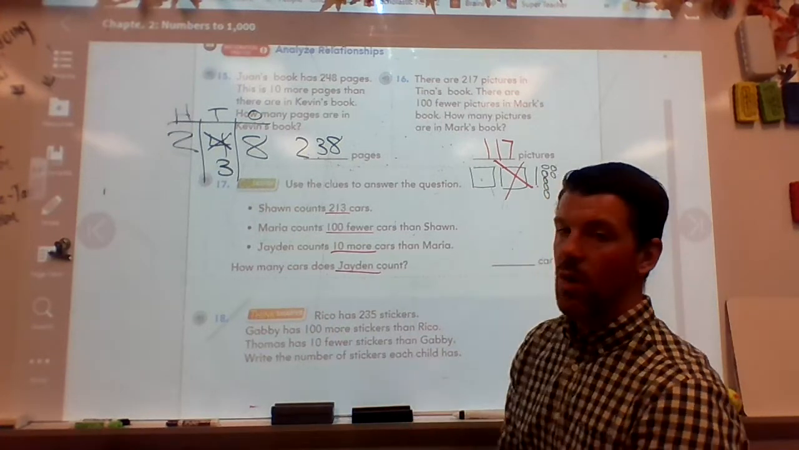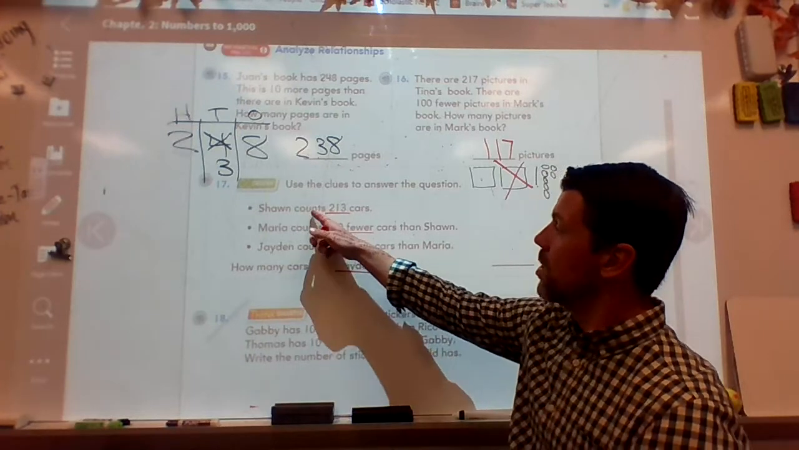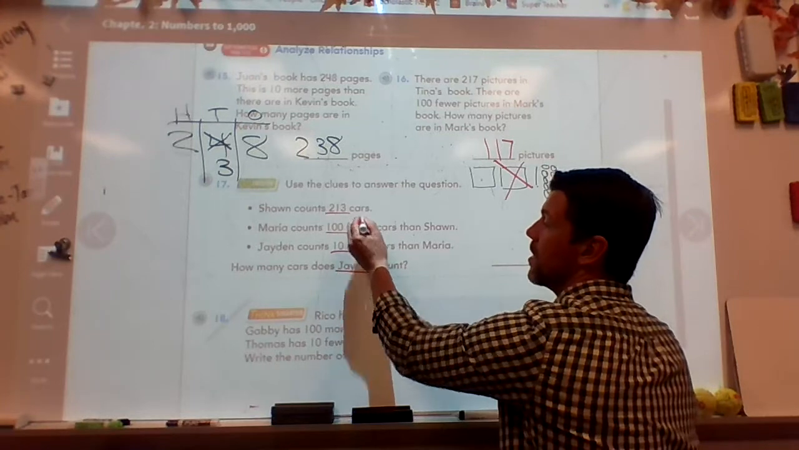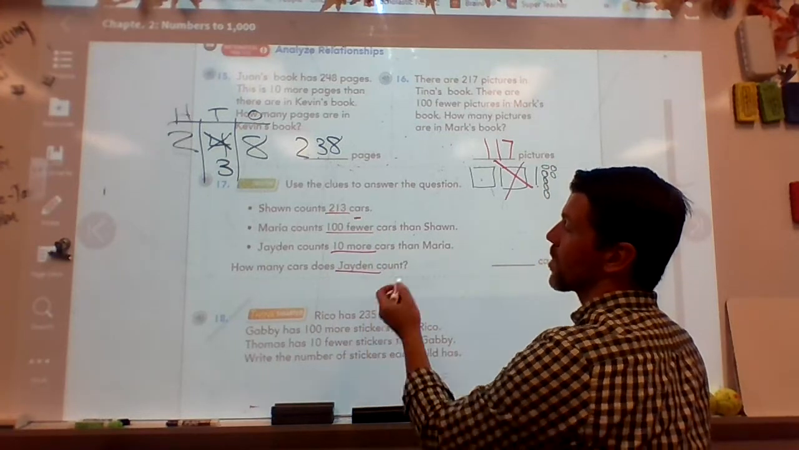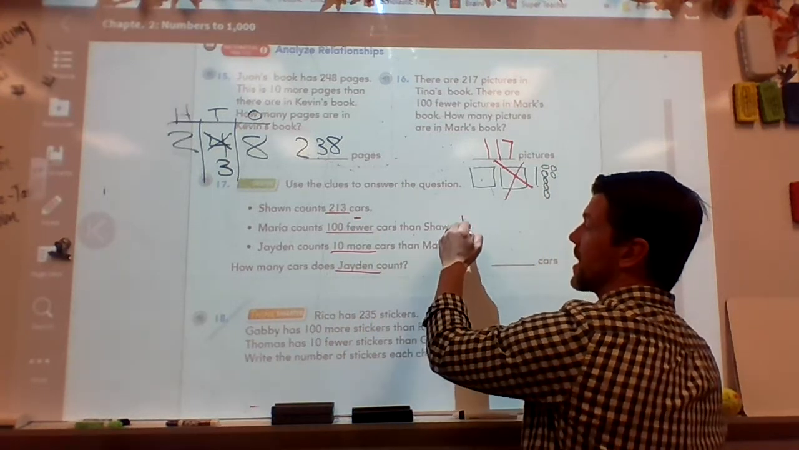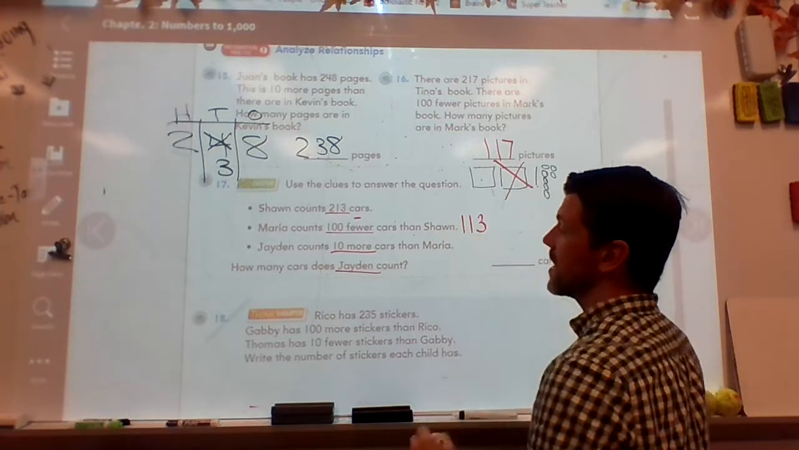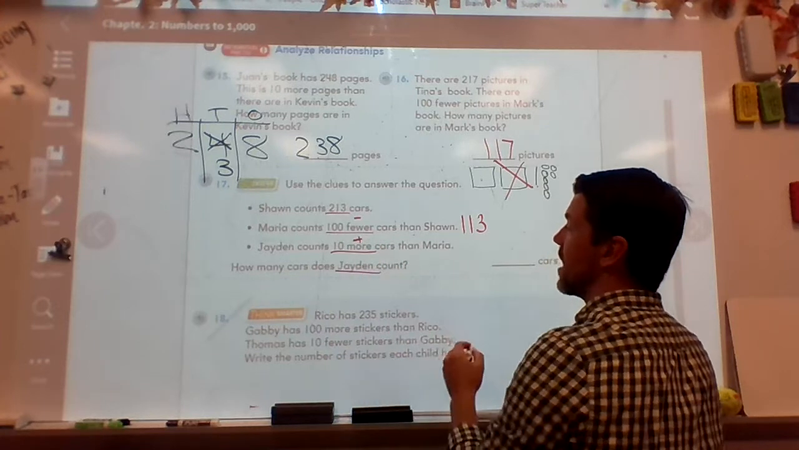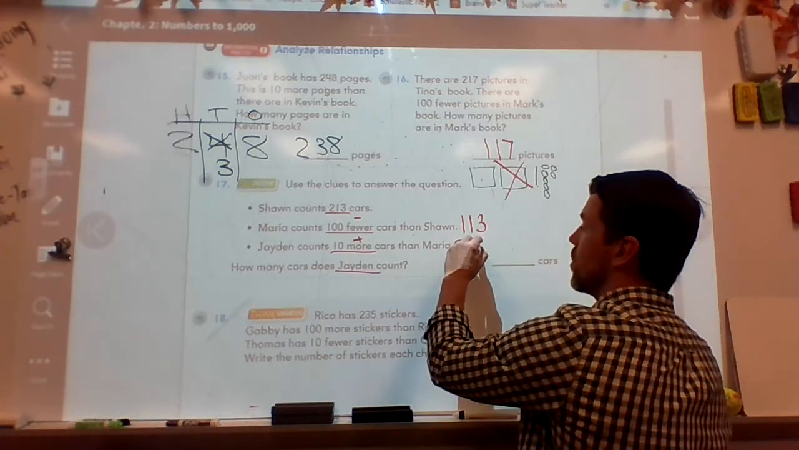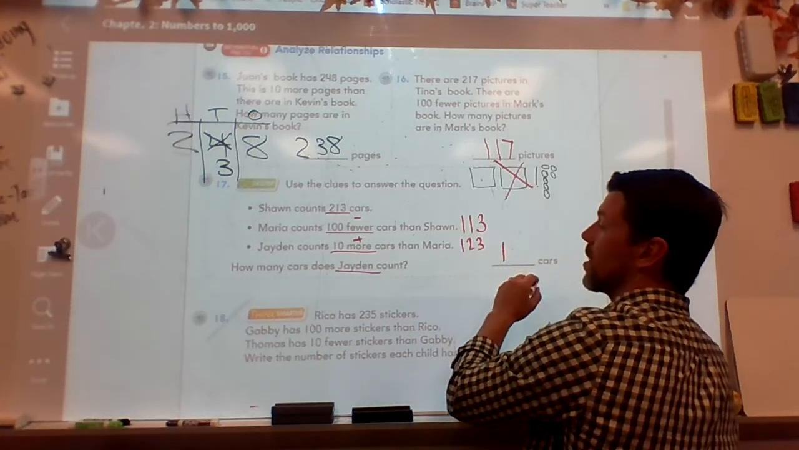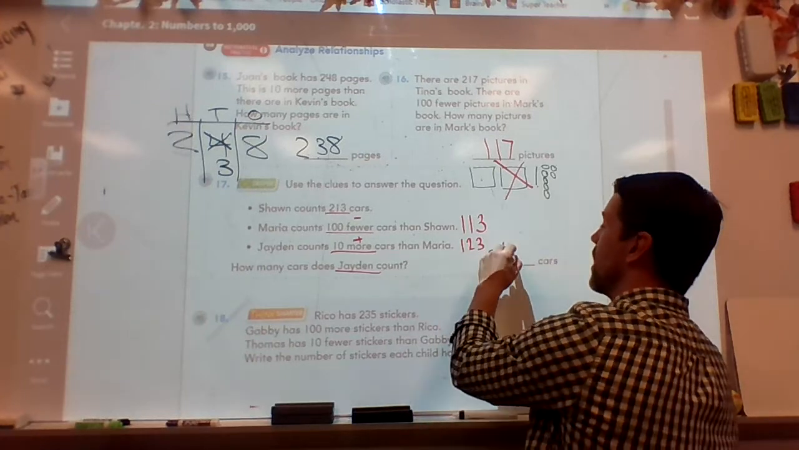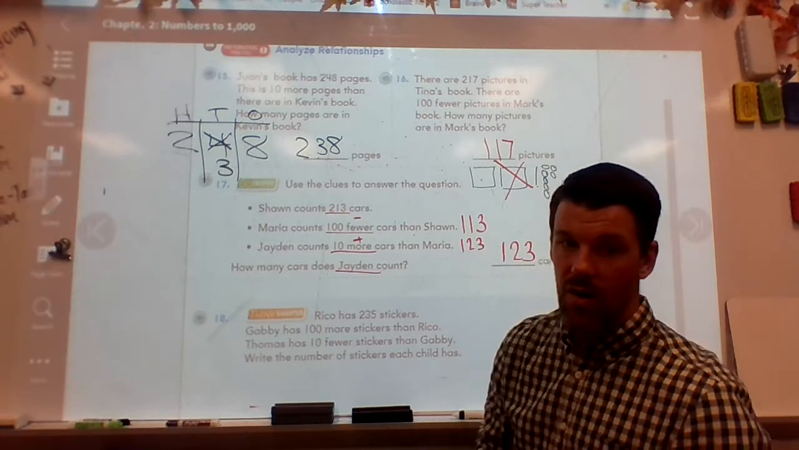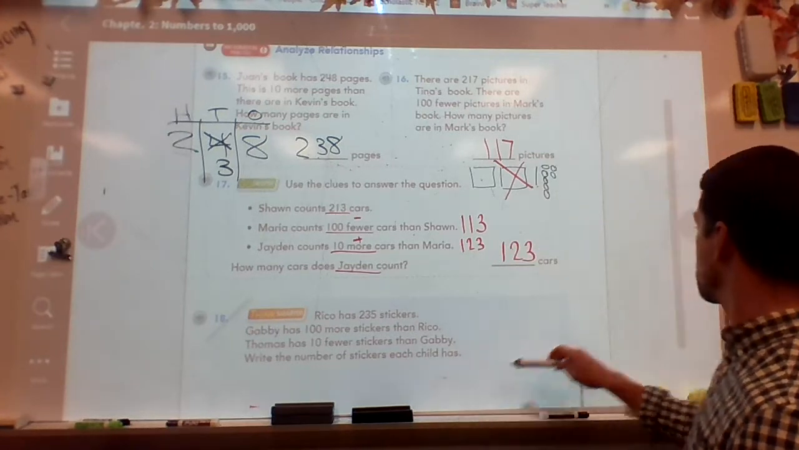So let's just go ahead and go through these. So Sean counts 213. Maria counts 100 fewer. So how many does Maria count? So we're going to take away 100 from that and make it 113. Jaden counts 10 more. So we're going to add 10 more, 123. So Jaden counted 123 cars.